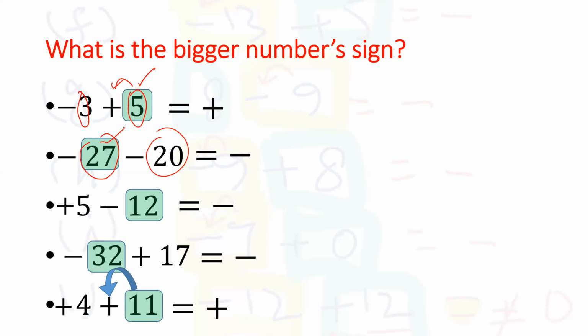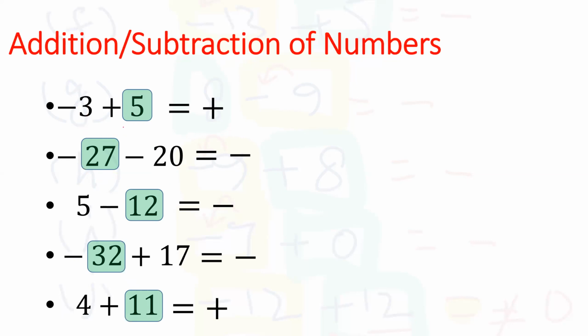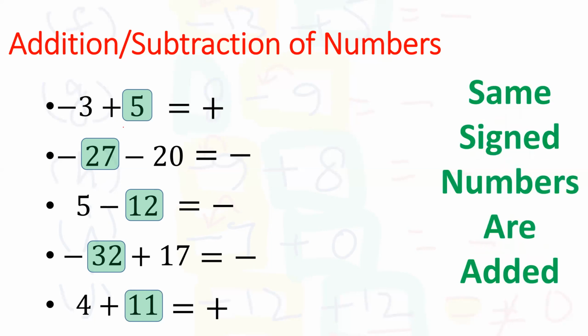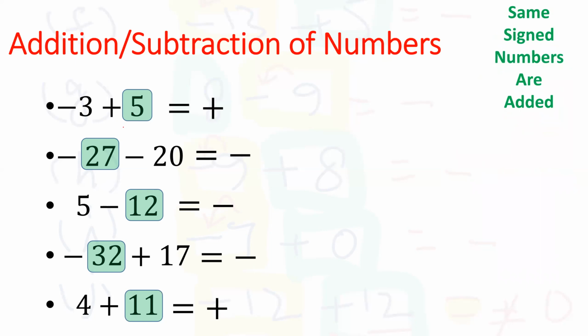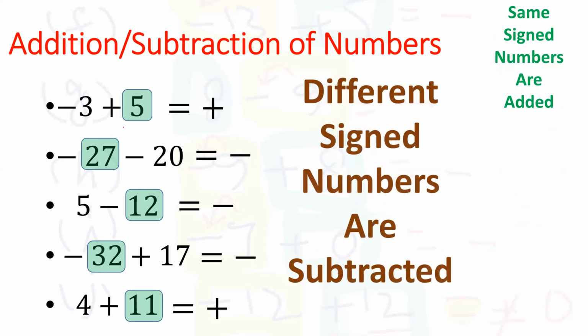Now, adopting this concept, there are two rules for addition and subtraction. We now know about the bigger number's sign. Now there's a rule of addition and subtraction. What are these rules? Look at them. It says same sign numbers are to be added. And there's another concept: different sign numbers are subtracted.